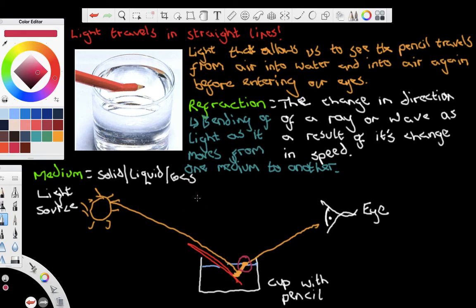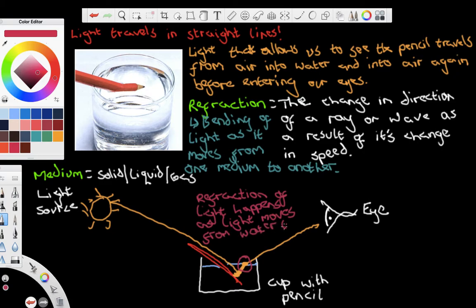So we can say that refraction of light, remember, it's bending. So the light is bending as it moves from one medium to another. So refraction of light happens as light moves from water to air.